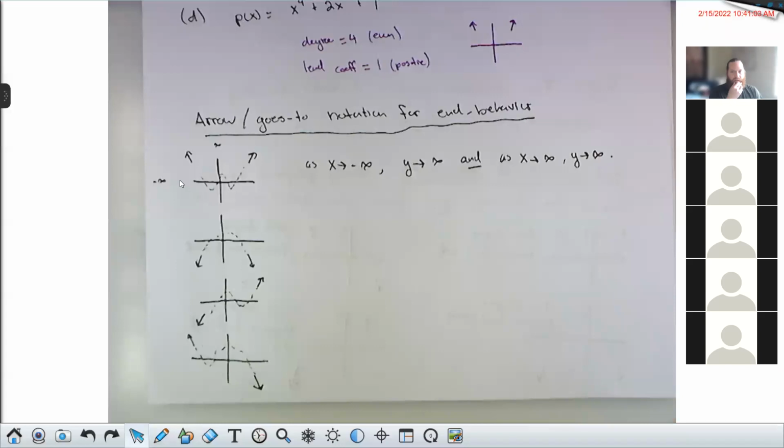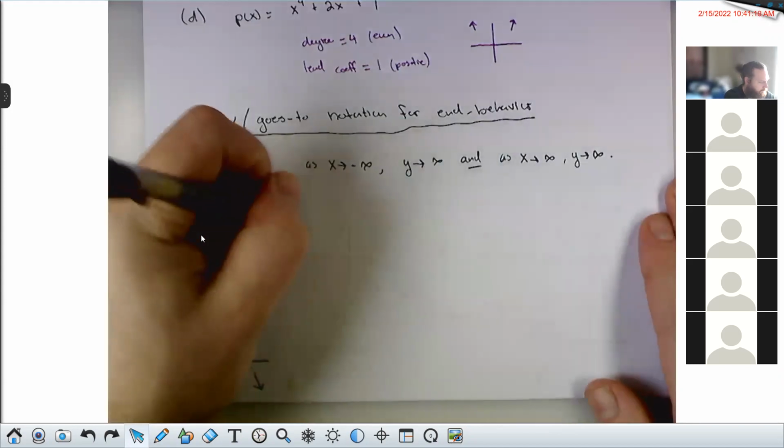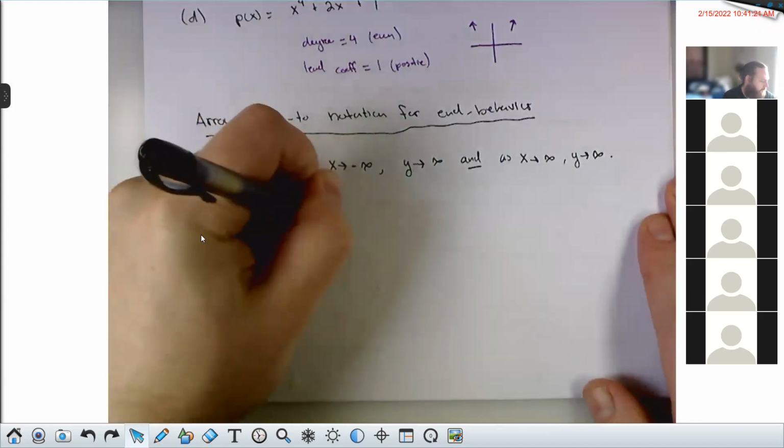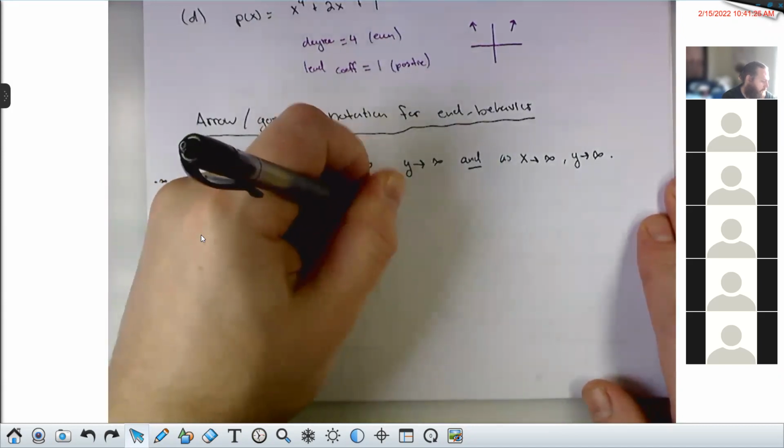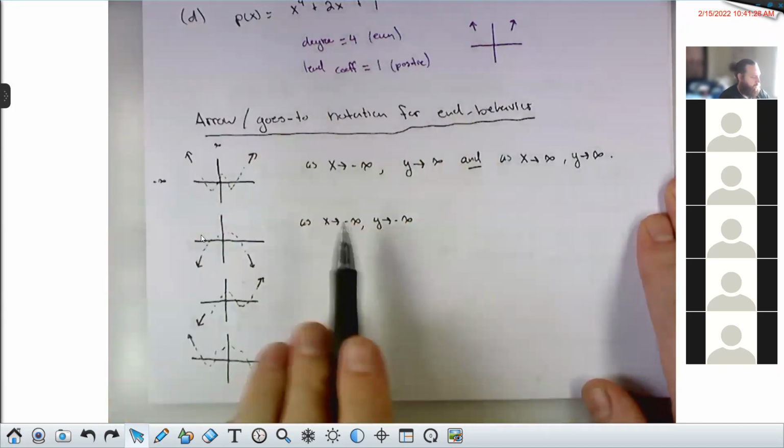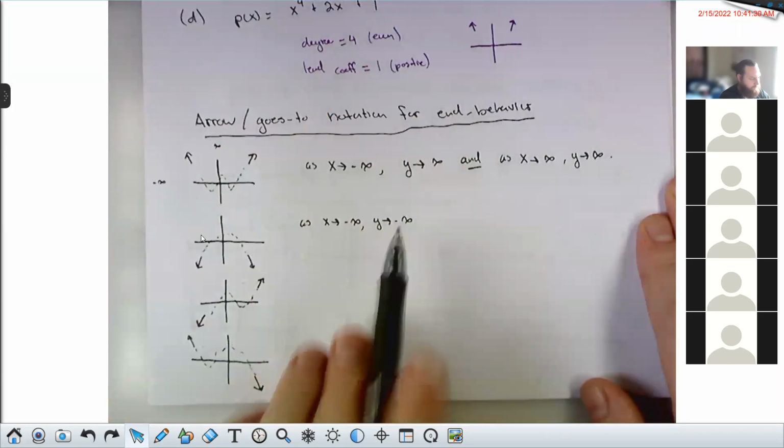And that would be the goes to or arrow notation for this end behavior. This describes the arrow on the left. This describes the arrow on the right. I'm going to fill in the others here. This guy would say, as x goes to negative infinity, y goes to negative infinity, meaning as we go far to the left, we go down.